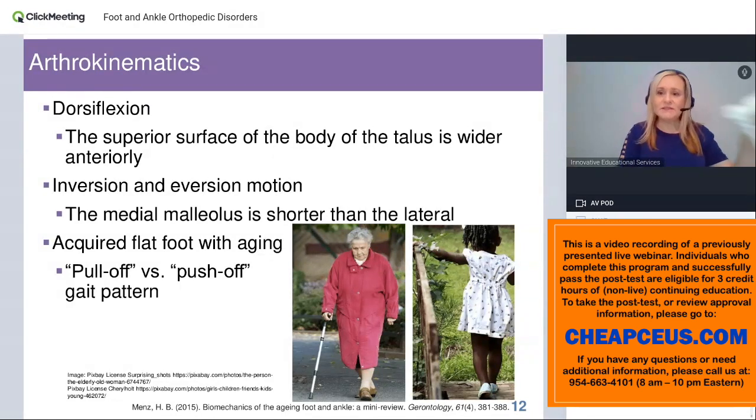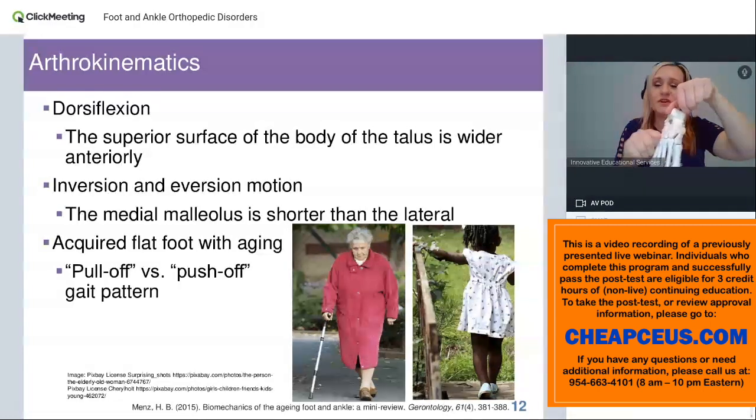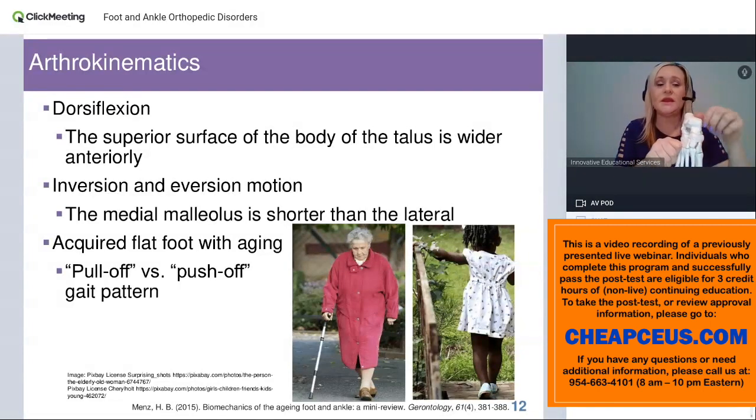Arthrokinematics, we already know the basics of our ankle joint, that we are going to have our dorsi and plantar flexion that's occurring. If we look specifically at this surface of our talus here, that talus, it's sitting kind of like a backwards saddle where that anterior portion is wider. So when the individual goes down into that plantar flexion and that wider portion is outside of that ankle mortise, well, now they're more likely to have that inversion type of injury because more movement is permitted.